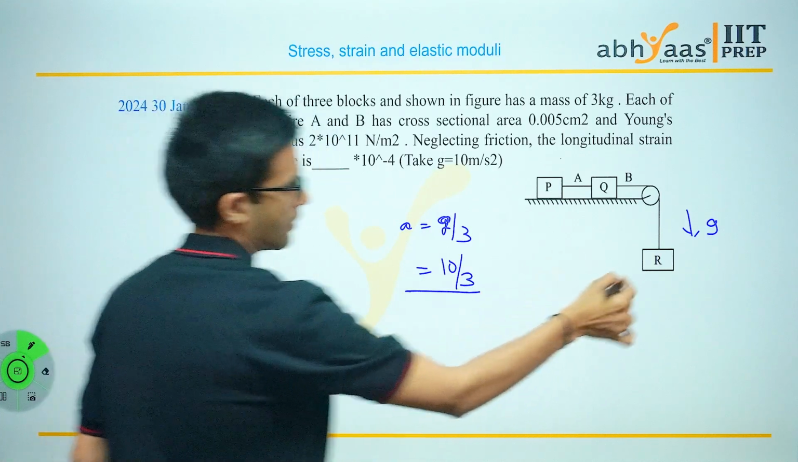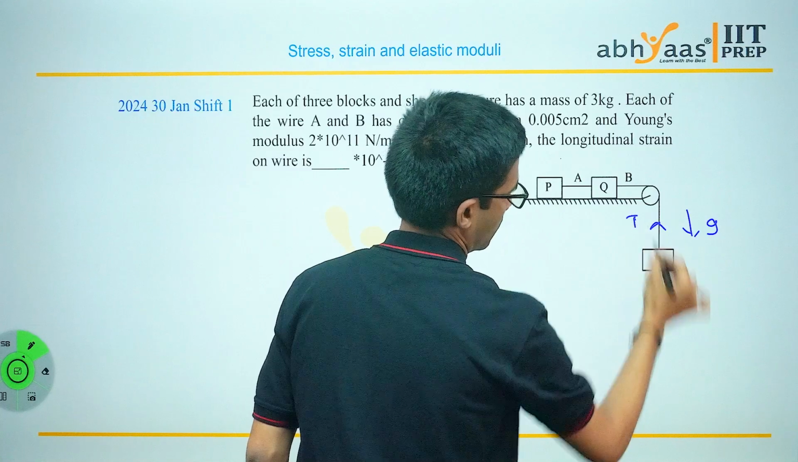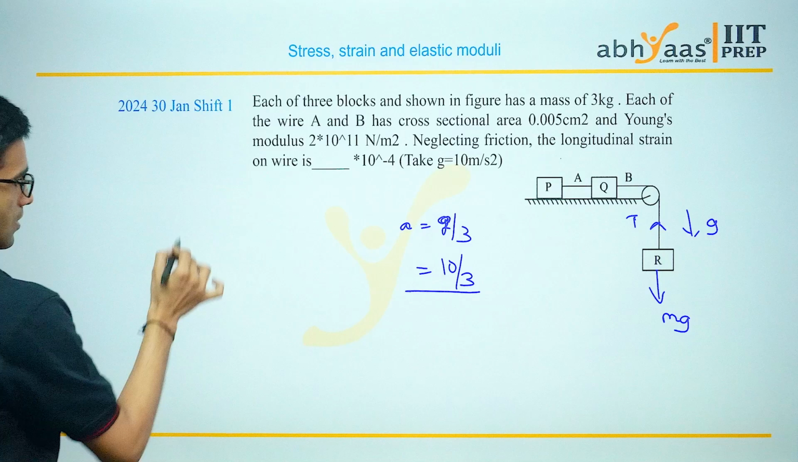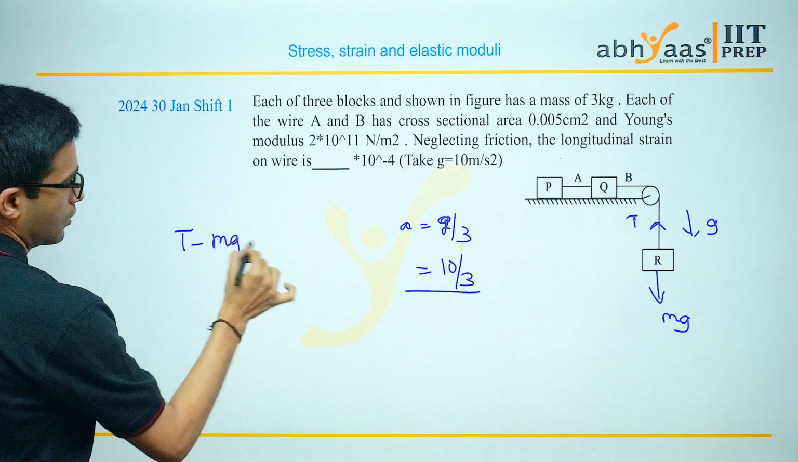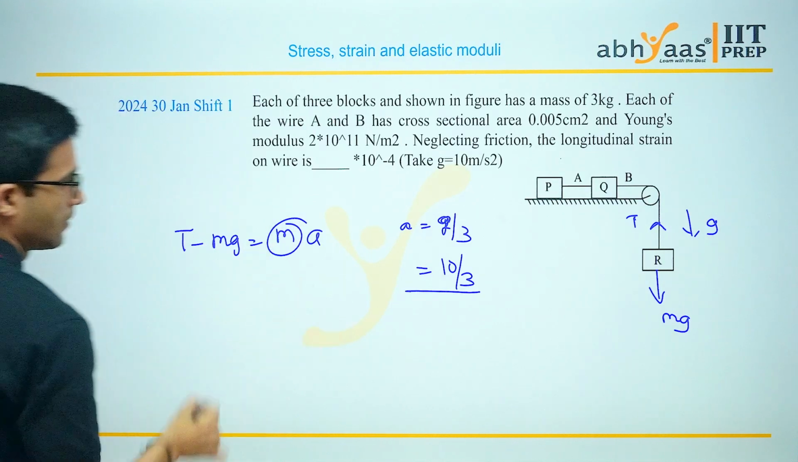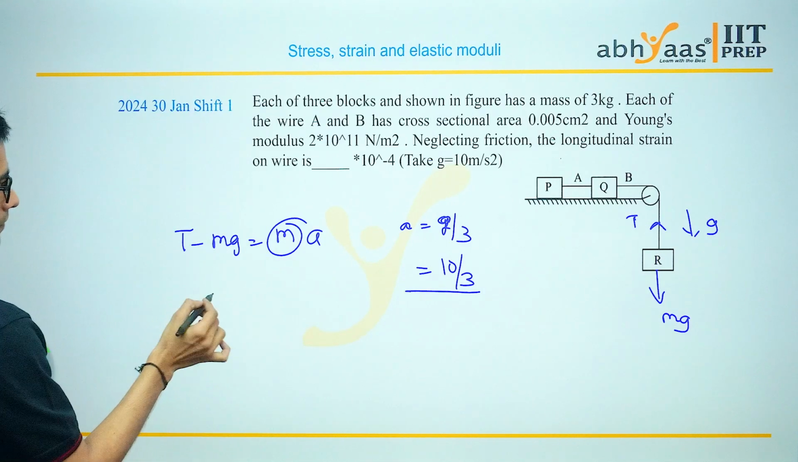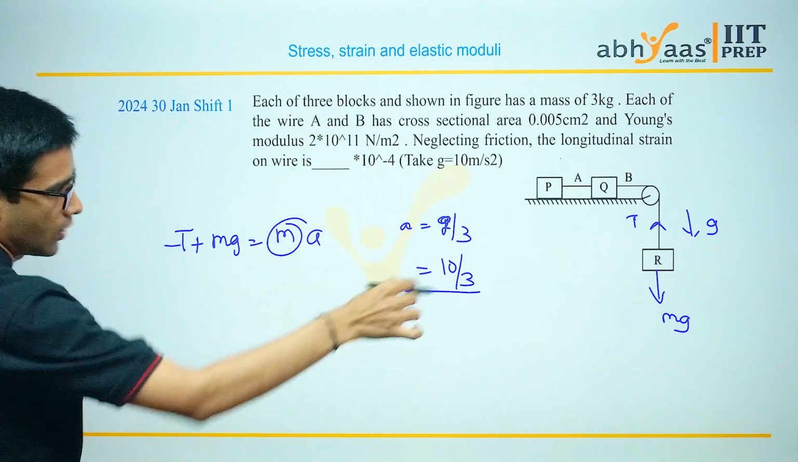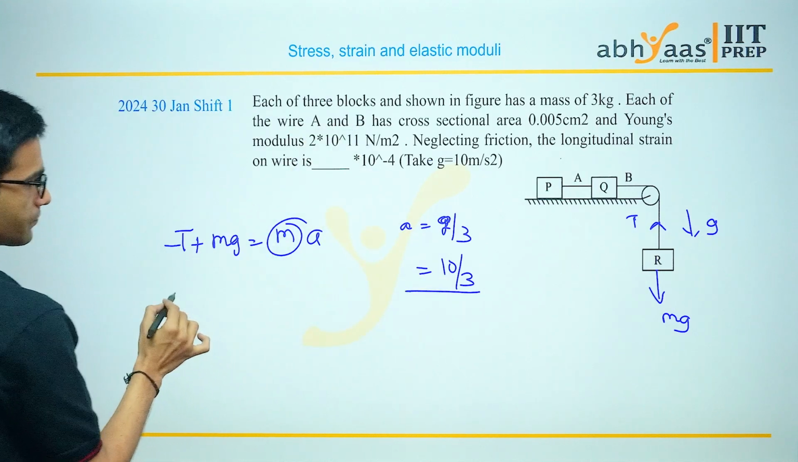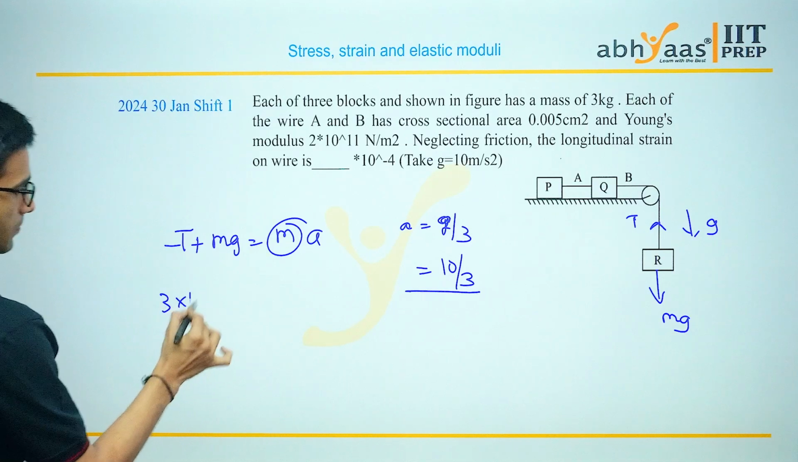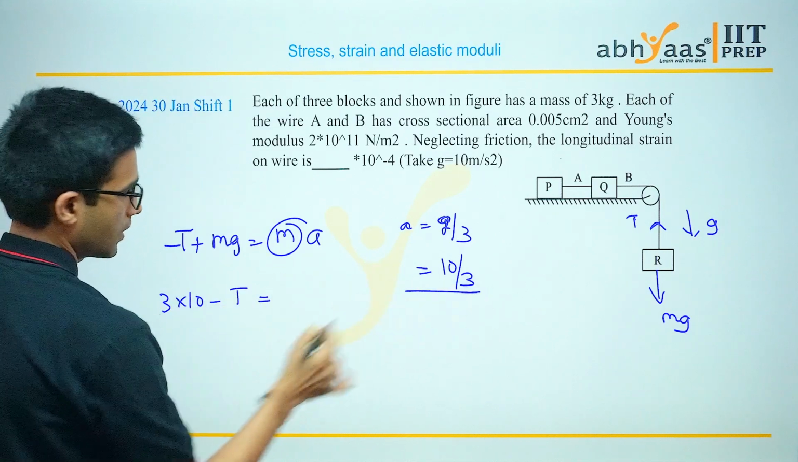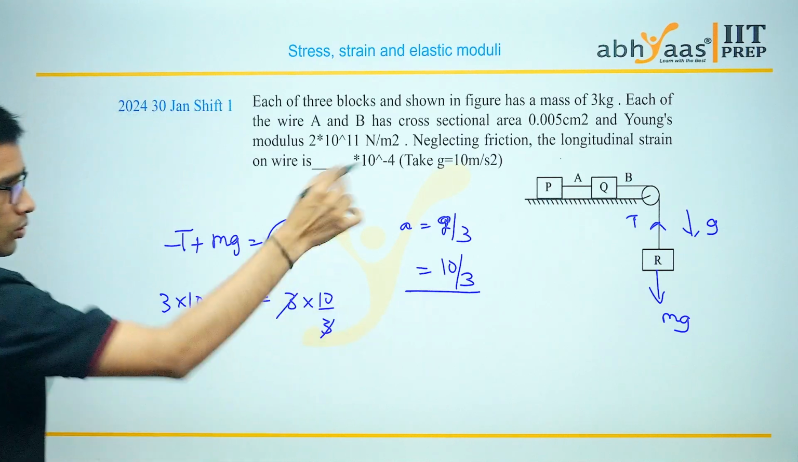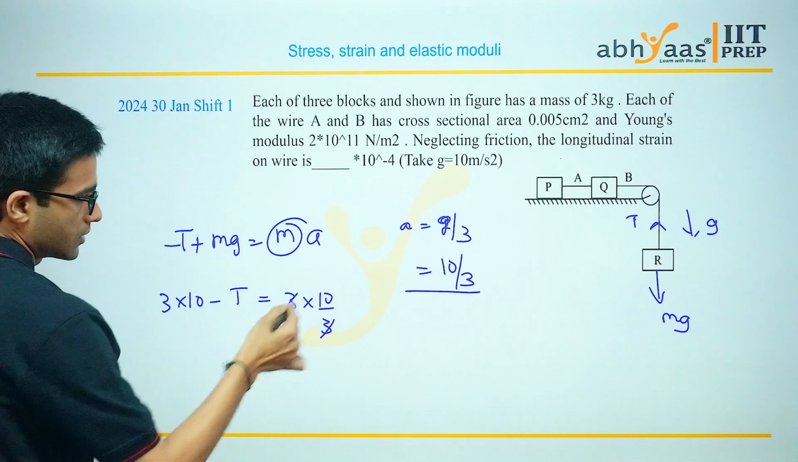Here if you consider, tension will be at the top, whereas mg will be down. So if you take the equation T minus mg equals ma. For the mass, mg is downwards, and it is going down, that's why mg will be more. So 3 into 10 minus T is equal to 3 into 10 by 3. Acceleration is 10 by 3, the whole system is moving with g by 3, and each individual mass has that same acceleration.